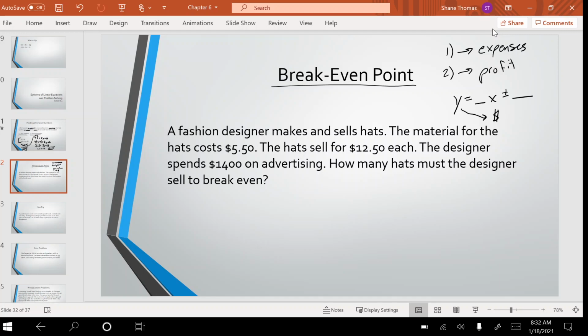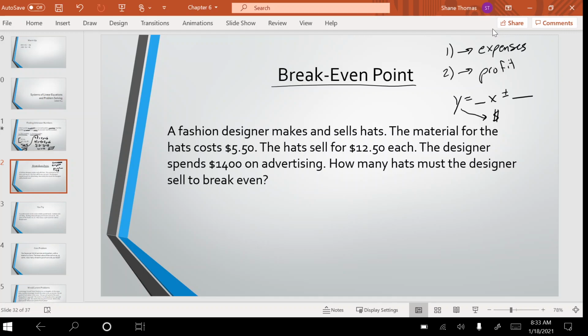All right, so a fashion designer makes and sells hats. The material for the hats costs $5.50. Hats sell for $12.50 each. The designer spends $1,400 on advertising. How many hats must the designer sell to break even? All right, so in this case, we could do it two different ways. One, we could just figure out how much they make per each hat and so on. Or let's just set it up. Expense one, profit one. This one's pretty simple. I mean, if you look at it and say, all right, I'm making $7 every hat, correct? They won't all be this simple, so let's do it the full way.